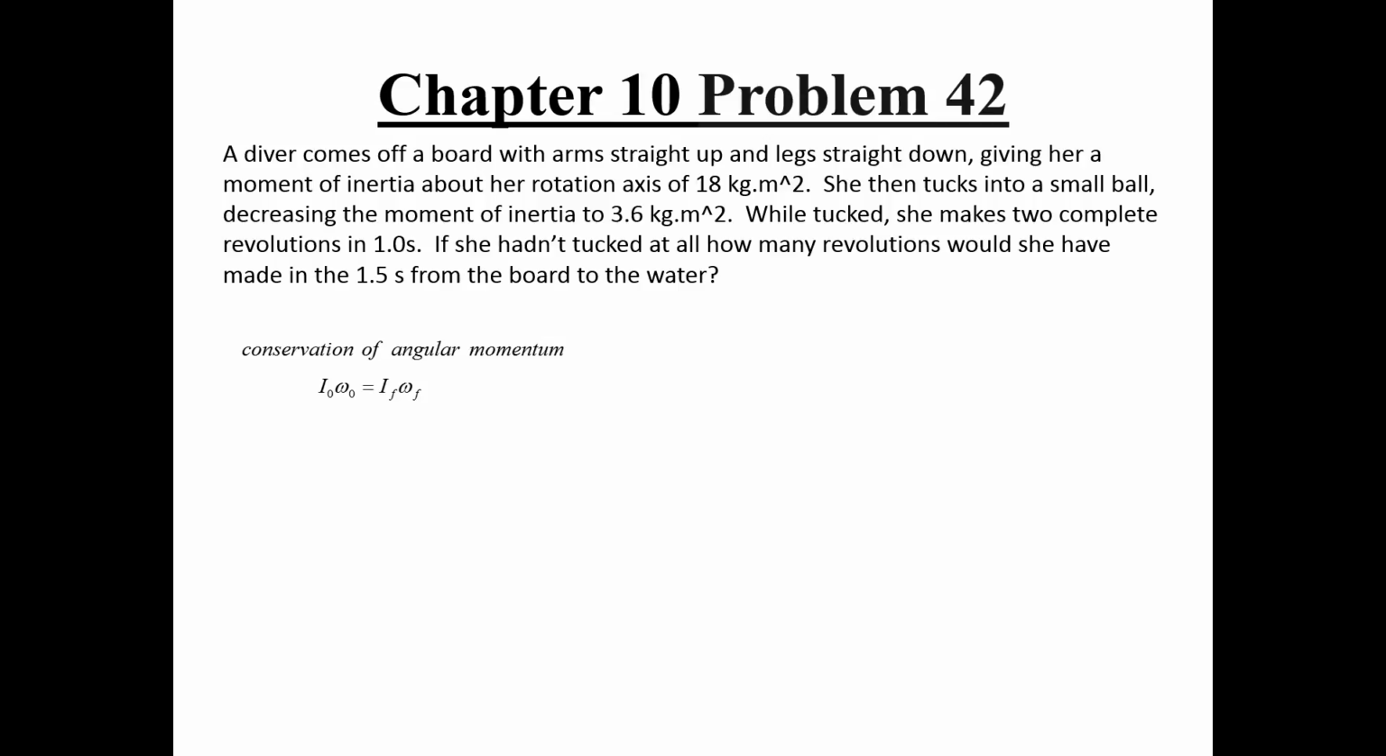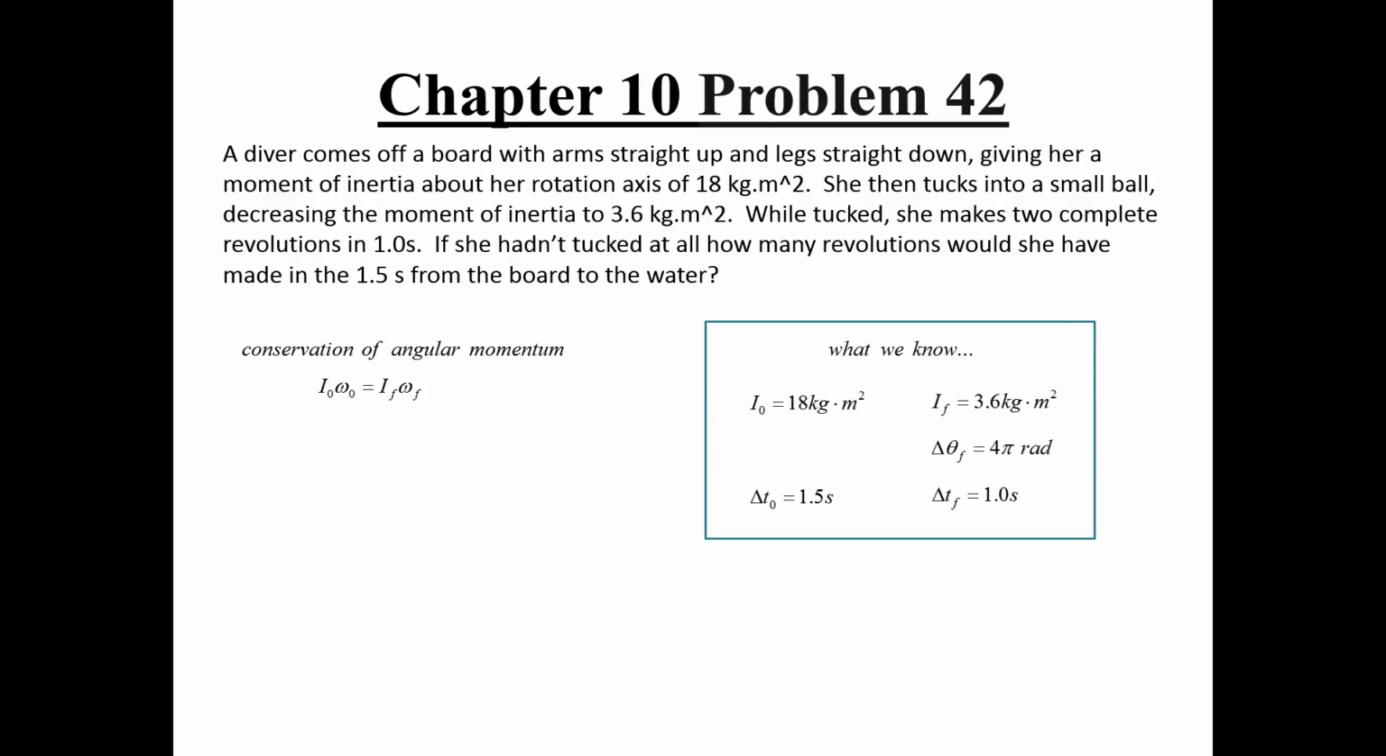From conservation of angular momentum, we know that the diver's initial moment of inertia multiplied by what would have been her angular velocity is equal to her moment of inertia when tucked multiplied by her angular velocity. We were not given her angular velocities for either the tucked or untucked version of her dive, but what we do have is the time she would have been able to rotate for each version of the dive and the amount of revolutions she would have made while in the tucked position.